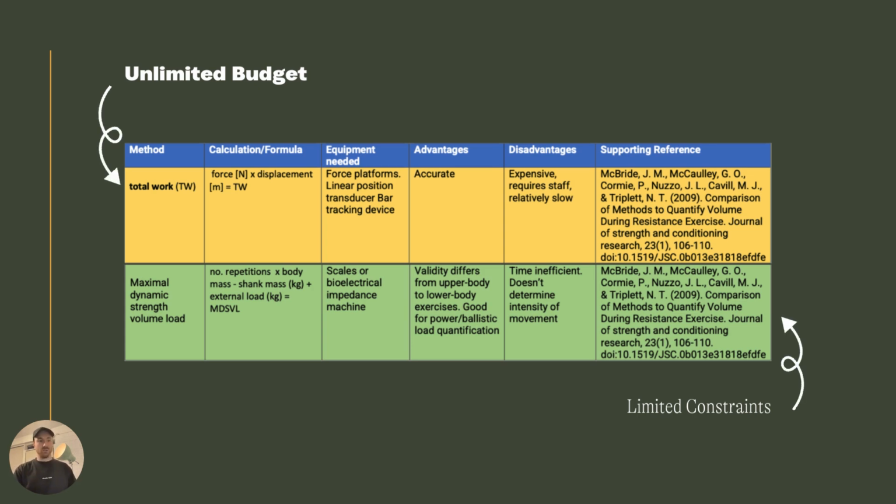If we did need to use a constraint, I think using a maximal dynamic strength volume load method is going to be the best for us there.